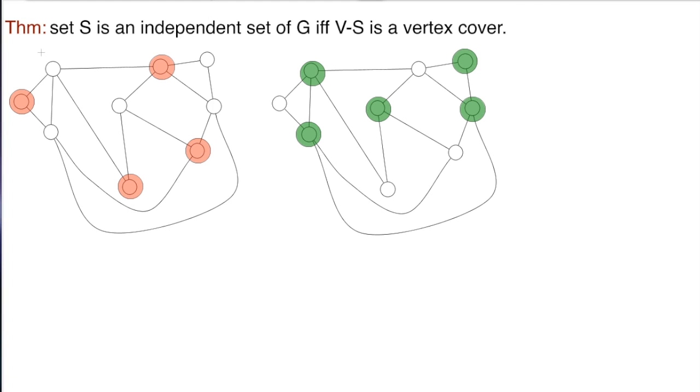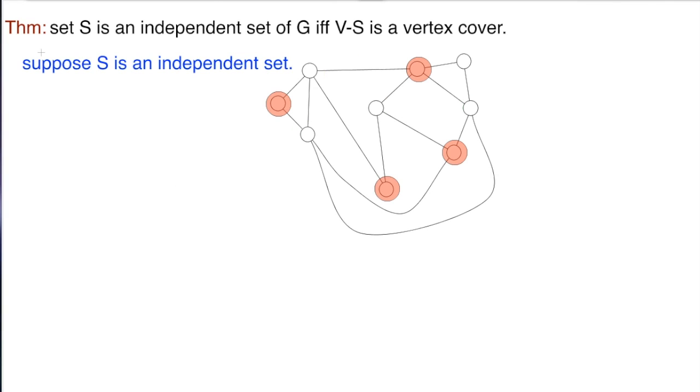As a very high-level overview, look at this particular graph. This right here I claimed is an independent set, and this is the VC. Okay, so let's go ahead and prove this.